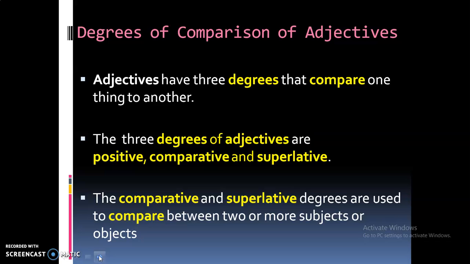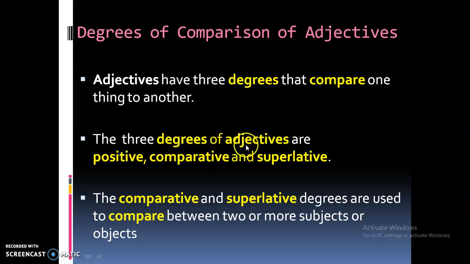See, we often compare two nouns or pronouns. We use the comparative form of adjectives, like adding er or even ier or more to such adjectives. When we compare more than two nouns or pronouns, we use the superlative form of an adjective. So adjectives have 3 degrees that compare one thing to another.